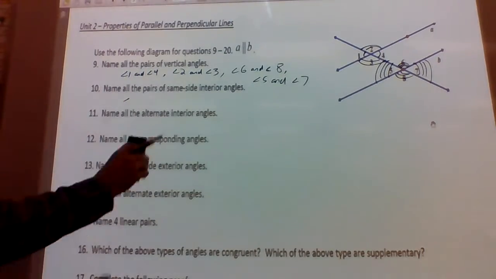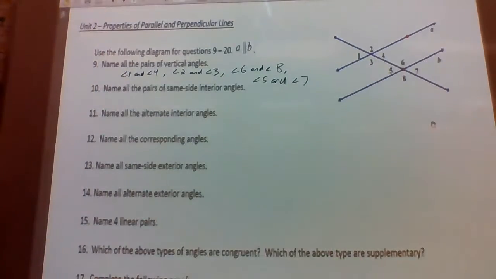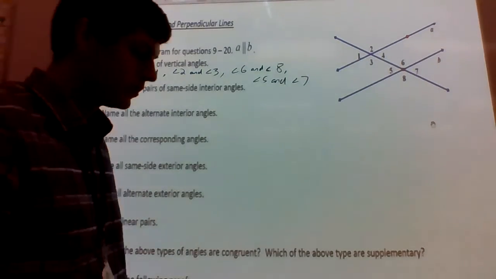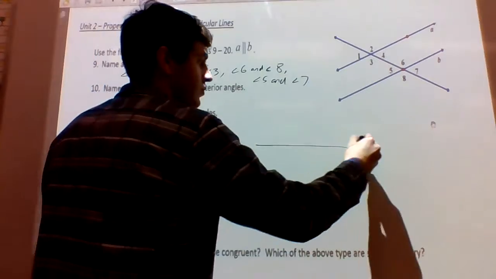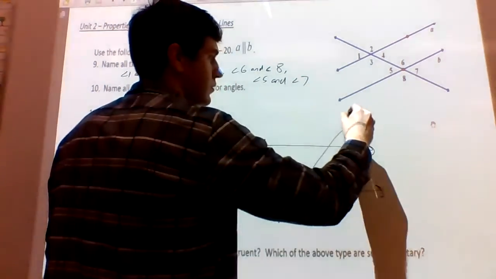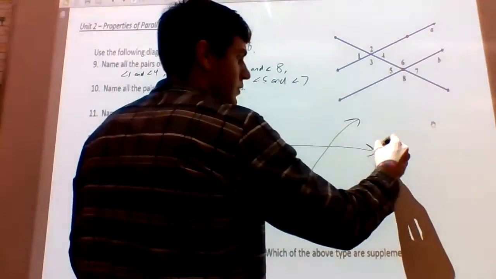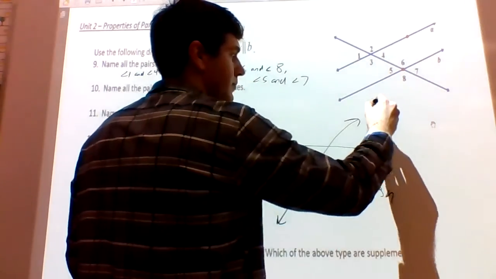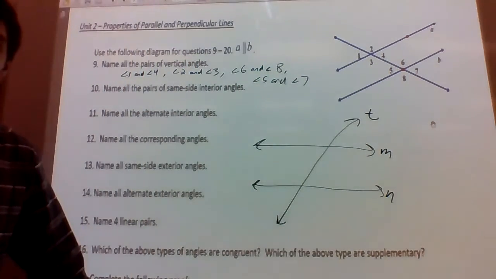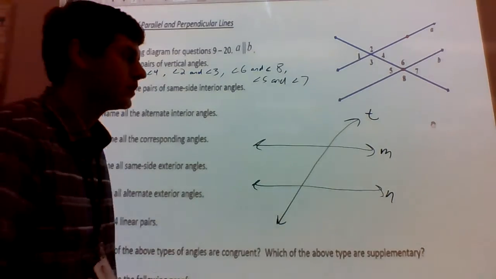Okay, number 10, name all the pairs of same side interior angles. So same side interior angles are on the same side of the transversal. So if we recall, we have two lines that are parallel, and then we have a transversal. Okay, so same side interior. So if we call this M, N, and T, T is our transversal. It's transversing the two other lines, cutting through the two other lines. Same side interior angles are a pair of angles that are on the same side of the transversal.